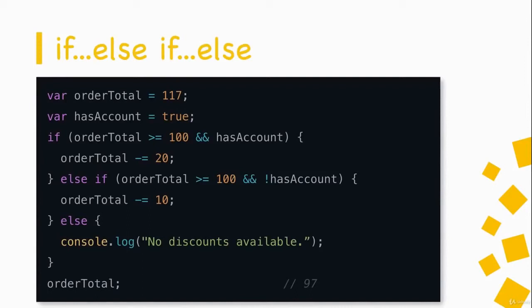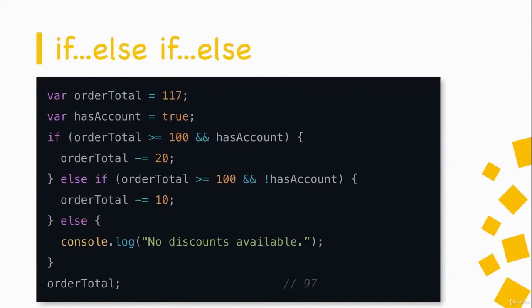So in this case, orderTotal is greater than or equal to 100, which is true, and the second condition is hasAccount, which equals true. And because both of these conditions return true, the whole condition returns true because they're bound together with logical AND. And then the code inside the if block gets executed, and $20 is minused from the order. So 117 minus 20 is 97, and that is the final value of the orderTotal variable, and all the other code is skipped.